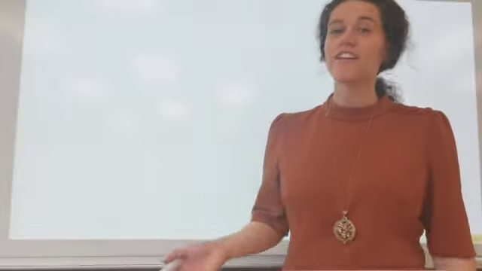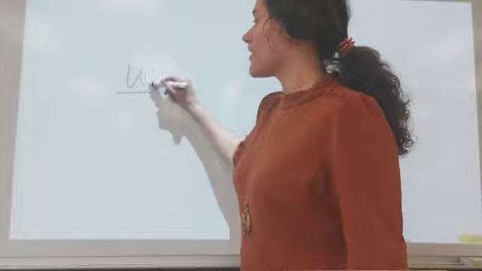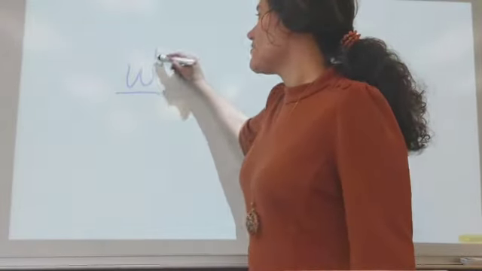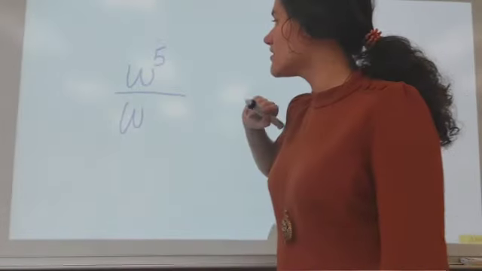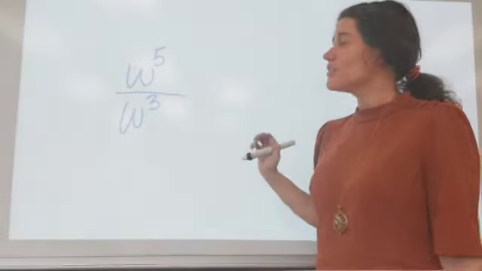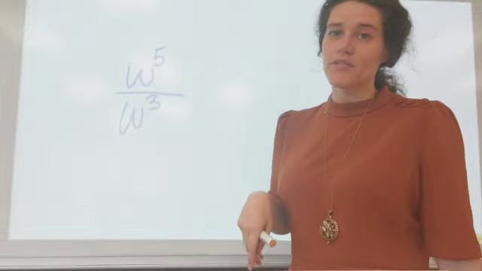That was multiplication. Let's get into division. Let's say I've got an example where I have some number, let's make it a variable w, and I'm raising that to the 5th power. And then I have another number w, and I'm raising it to the 3rd power. So this is w to the 5th divided by w cubed.